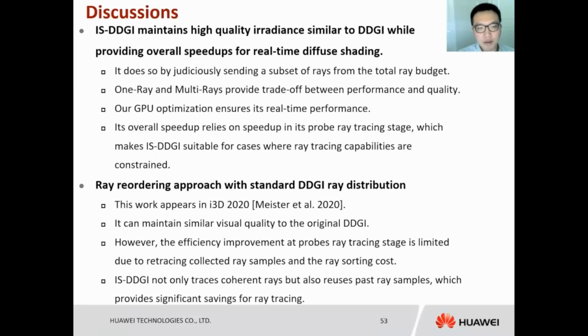Overall, ISDGI maintains high-quality irradiance similar to DDGI while providing overall speedups for real-time diffuse shading. And there's also the other approach called ray reordering with a standard DDGI ray distribution. The ray reordering appears in I3D 2020. It provides a way to optimize ray tracing, however, the efficiency improvements at the probe ray tracing stage using the ray reordering approach are going to be limited due to the cost of retracing collected ray samples and the ray sorting cost. Our ISDGI not only traces coherent rays, but also reuses past ray samples, which provides significant savings for ray tracing.